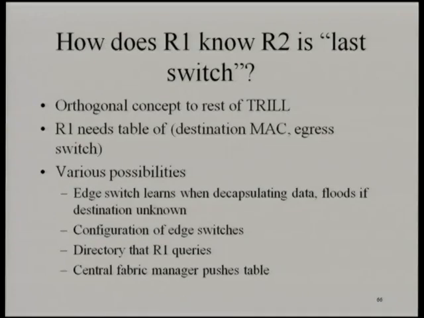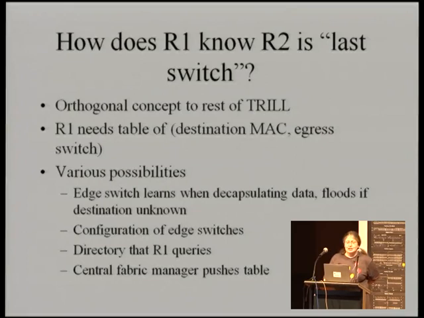So how does R1 know that R2 is the correct last switch? That's really orthogonal to the rest of TRILL. There's various possibilities. The initial versions of TRILL kind of work like bridges, where when you decapsulate a packet, when you're R2, you look at the source MAC address in the inner Ethernet header and the first switch in the TRILL header, and you remember, if you want to send something to that MAC address, you should send it to the guy who you received it from.